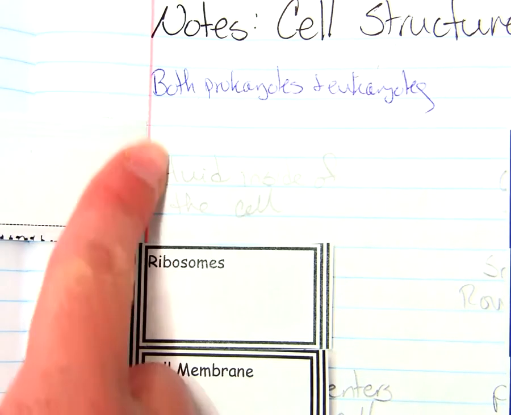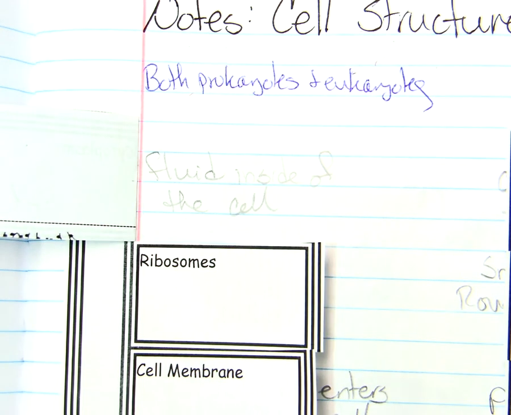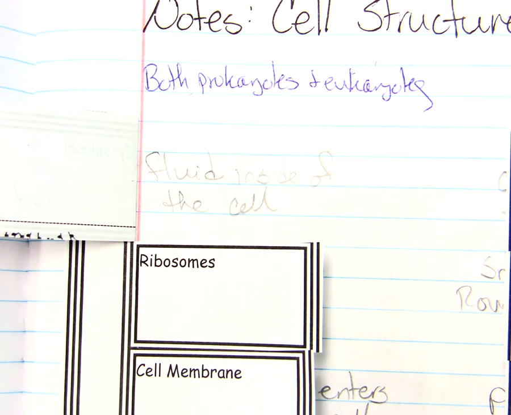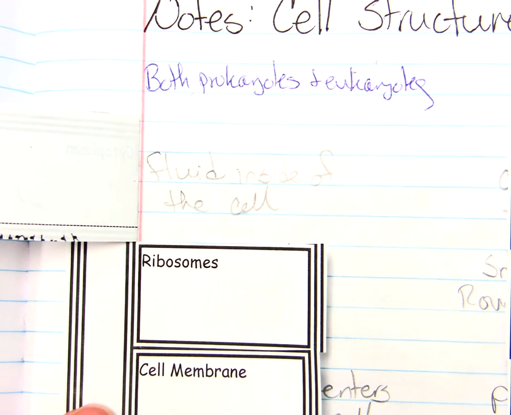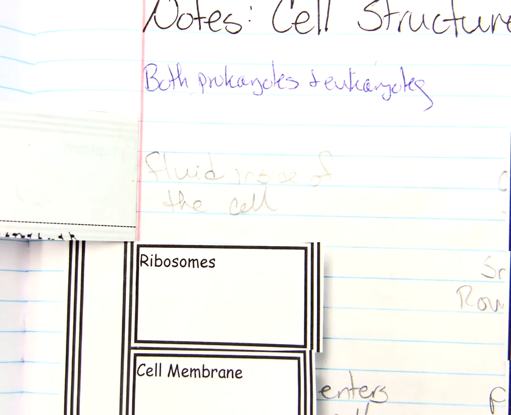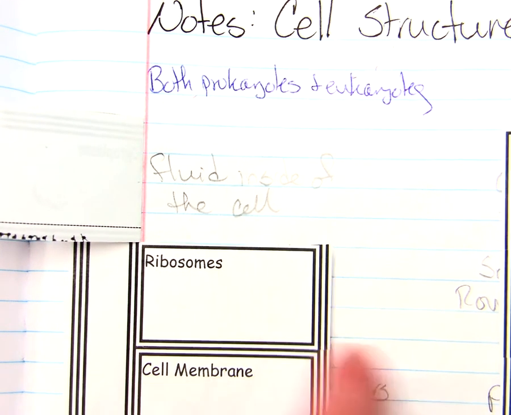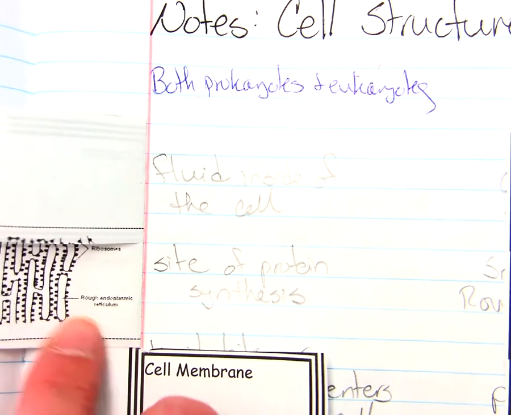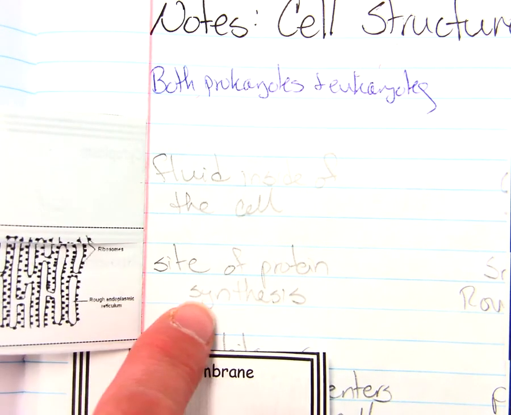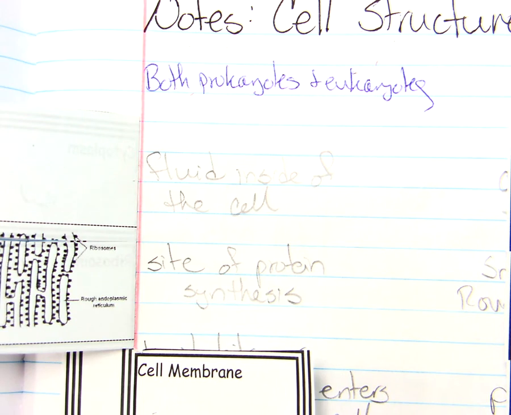So the cytoplasm is the fluid that is inside of the cell. Below that, ribosomes. Ribosomes are all these little dots. They are the site of protein synthesis.